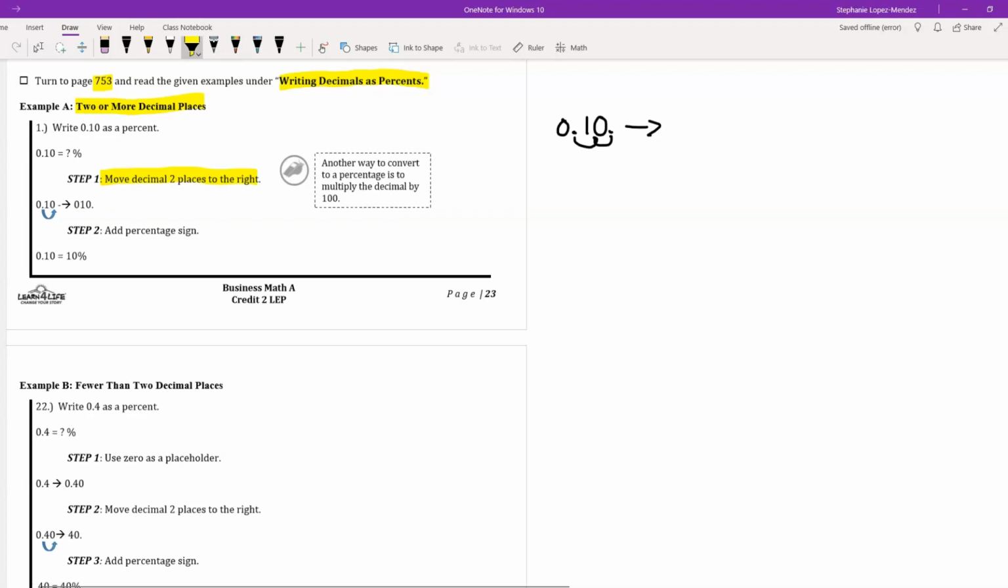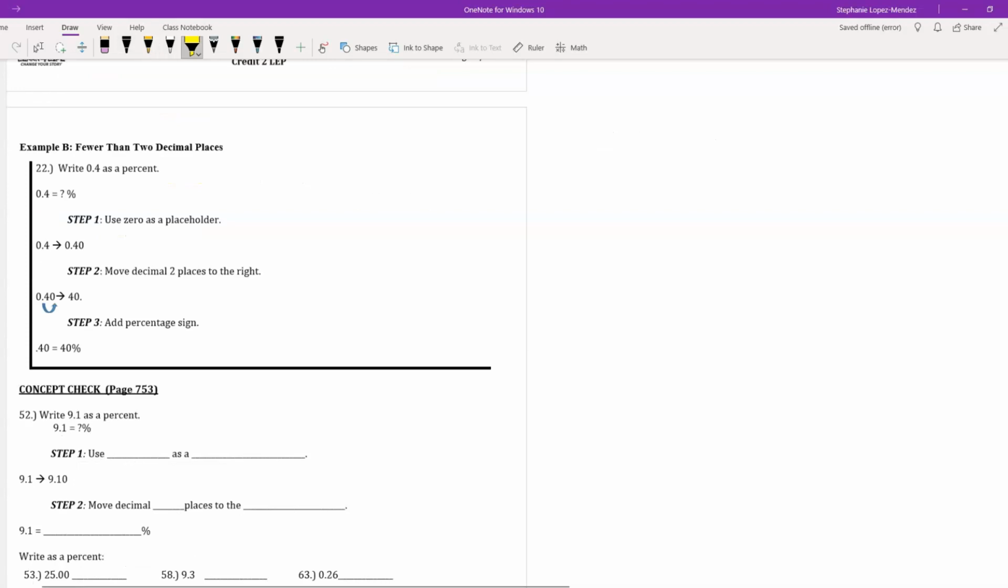Step number 2, it says you add the percentage sign. So instead of having 0.10, now I have only 10. And as step number 2, I write the percentage sign. And that is all. Now in example B, we have fewer than 2 decimal places. So we need to write 0.4 as a percent. So I have 0.4.